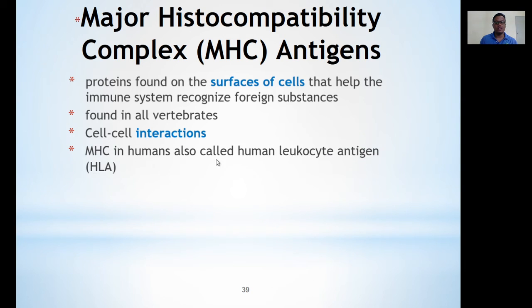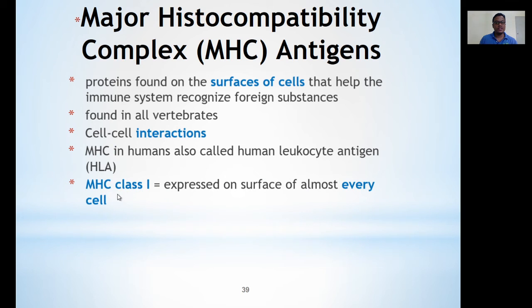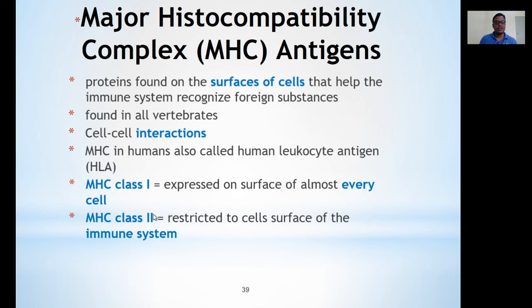MHC in humans is also called human leukocyte antigen. So this MHC, the same thing, if it is in humans, is also known as HLA. MHC class 1 is expressed on the surface of almost every cell in the body, whereas MHC class 2 is restricted to the surface of the immune cells, the phagocytes especially.